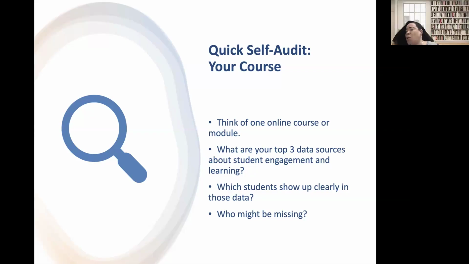Take a moment to notice whether your current data sources make some students highly visible while leaving others more than likely unseen. This course will be the one you use for redesigning activities later. So if you see that there's a student who's excelling in all of these categories, but then there's a student who's not, how are you using that data to sustain the student who's excelling and to also bring the other student up to a level where they're excelling as well?